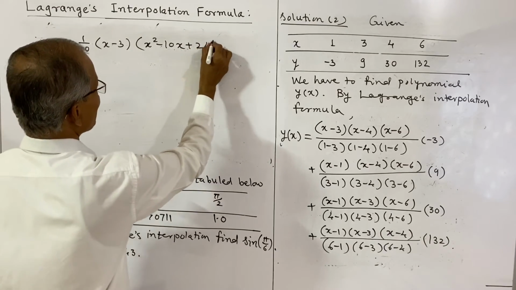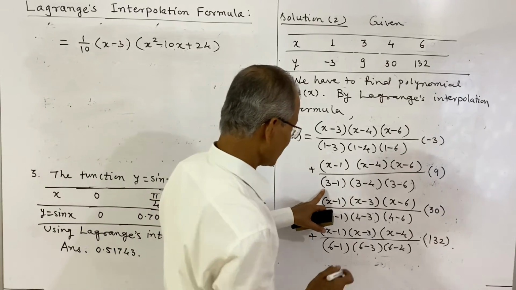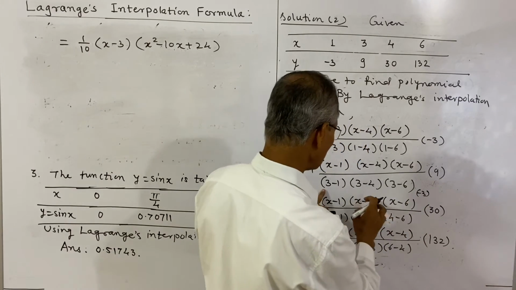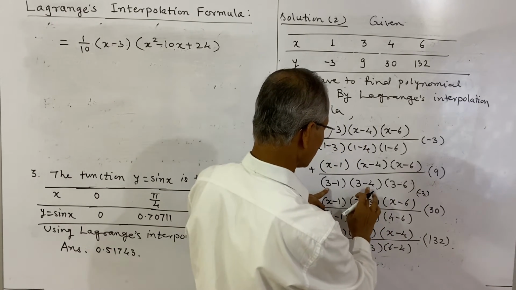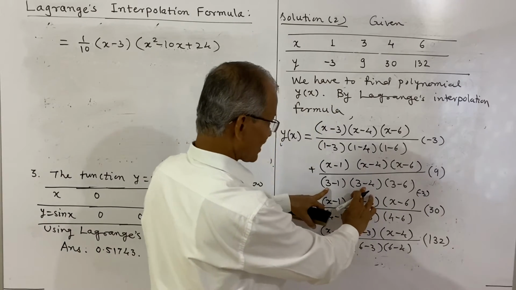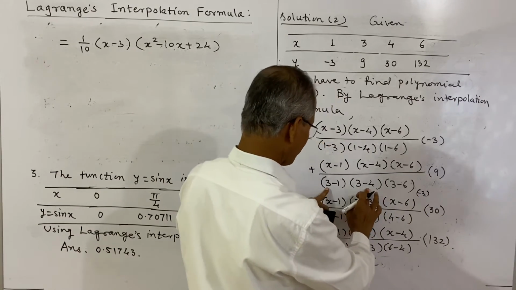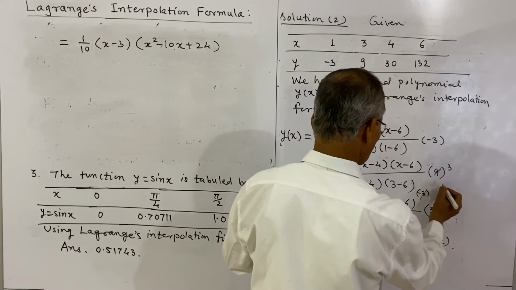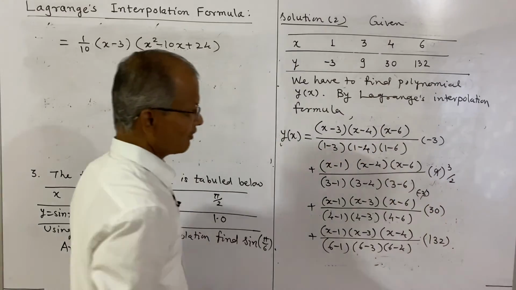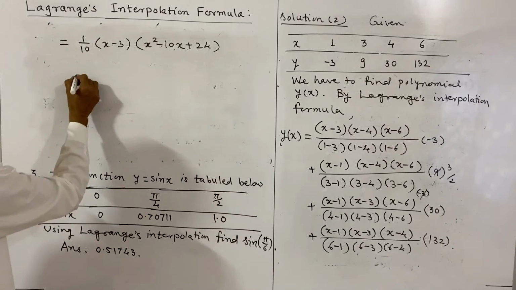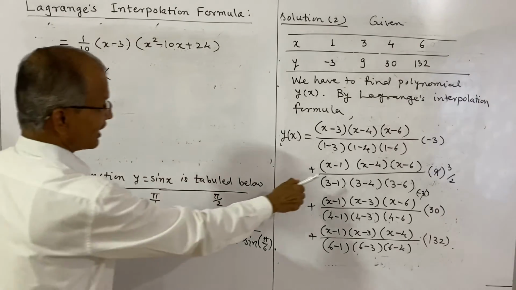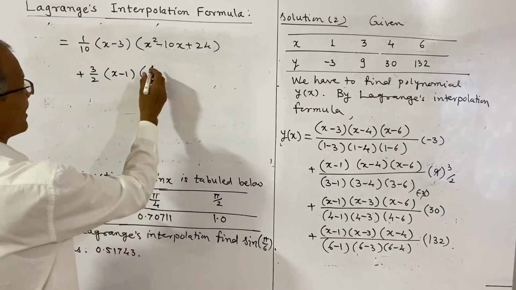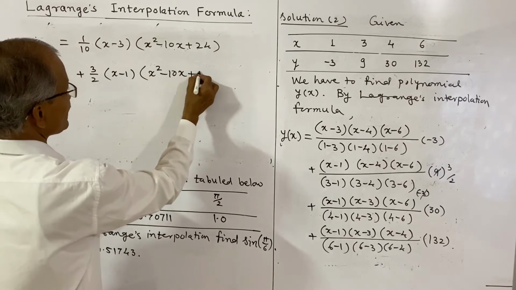plus 24, first term we have written, and you see in the second term it is 9, and this is minus 3. So the sign we shall note, this is 2 and this is minus 1, this minus and this minus becomes plus. This is 1 and this is 2, and this 3 cancels 9 gives 3, so it will be 3 by 2. You may verify the calculation, and it is positive, plus 3 by 2 in bracket (x minus 1), and the product of these two is again the same, x square minus 10x plus 24.